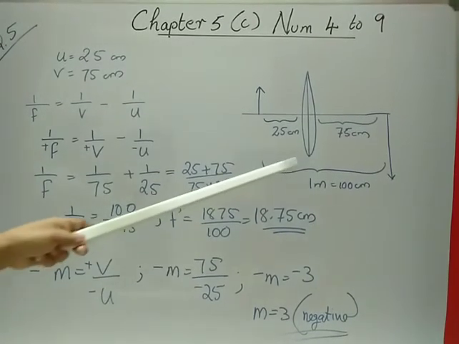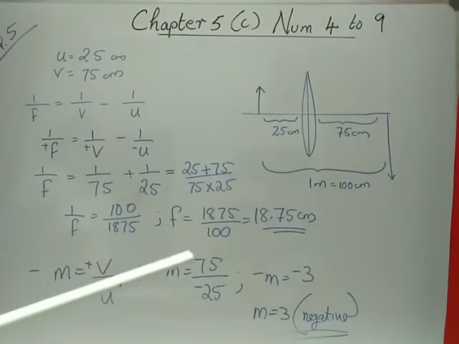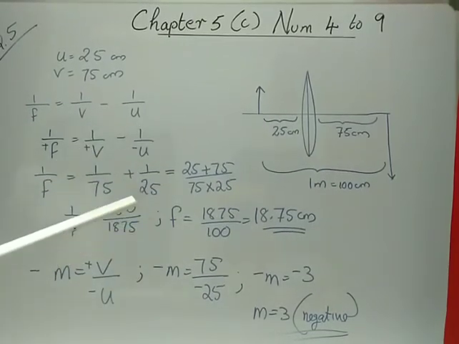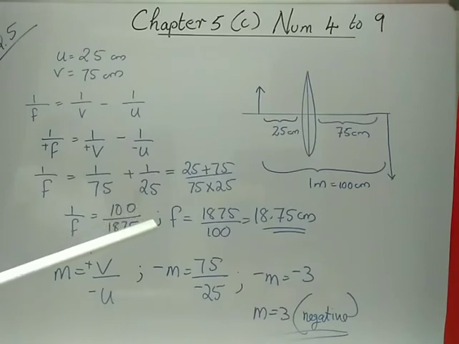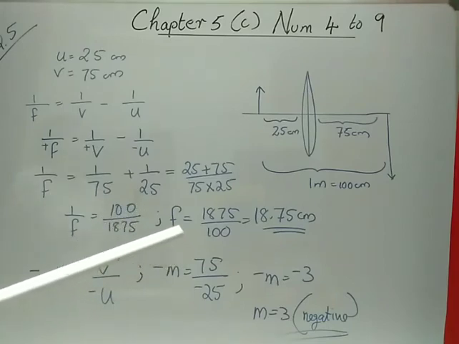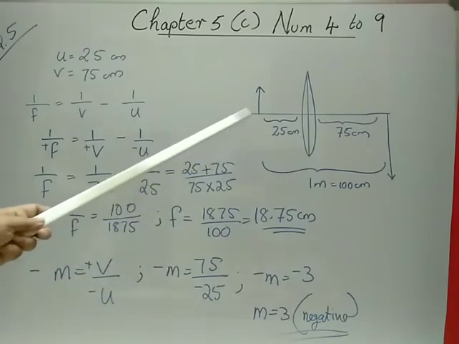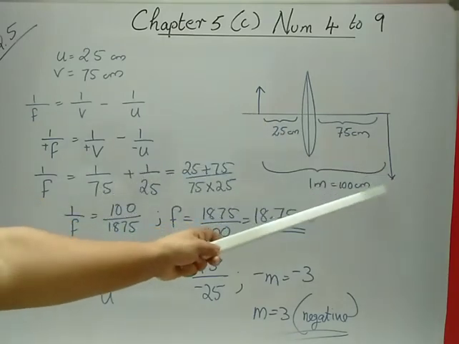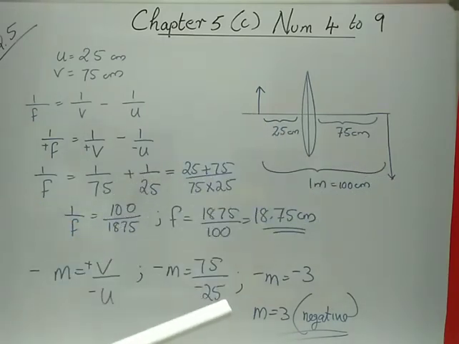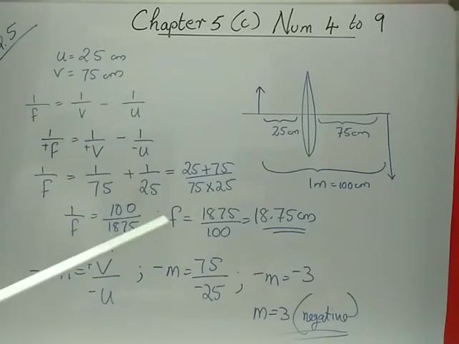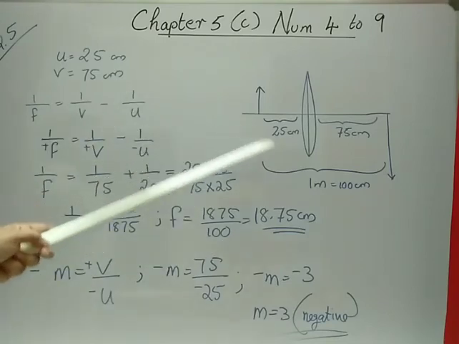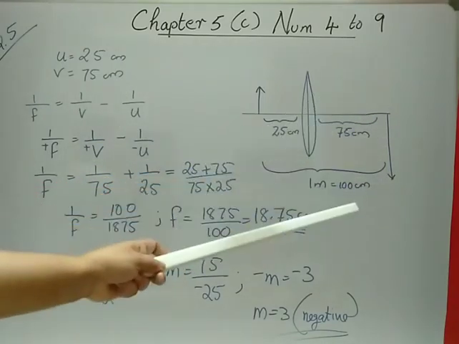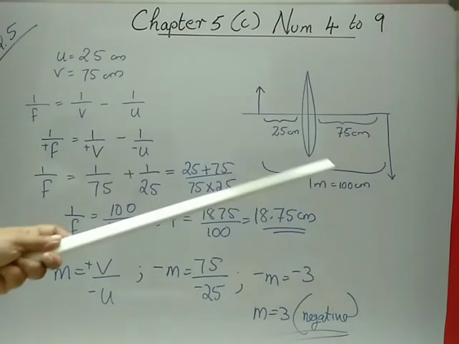Screen means, is it the lens? No, the lens is not the screen. Screen means the place where we get the image. So indirectly they are saying the distance between object and image is 1 meter. Is it clear? The distance between the illuminated object and the screen, where we get the image, is 1 meter.